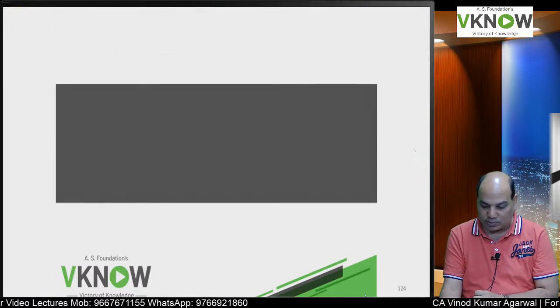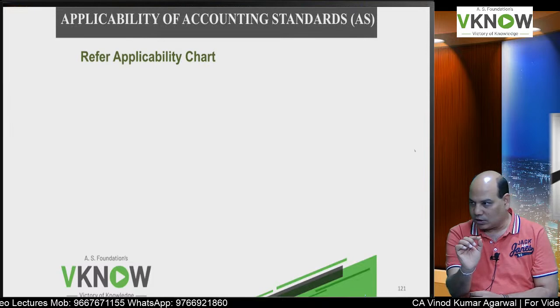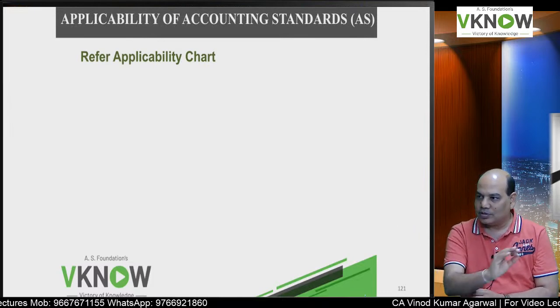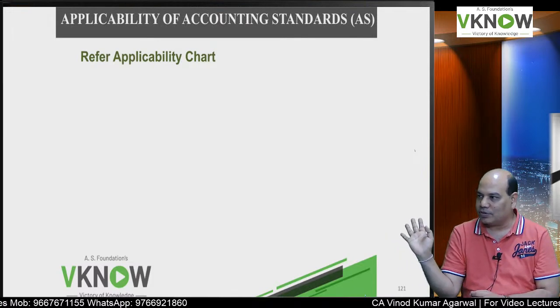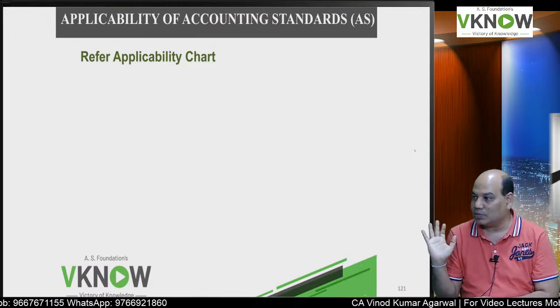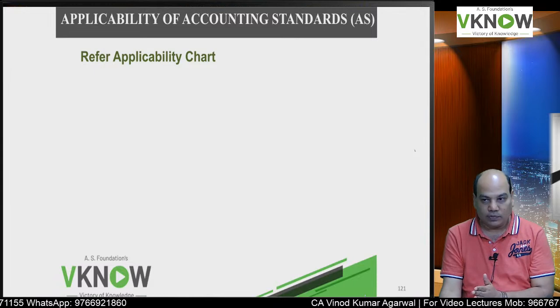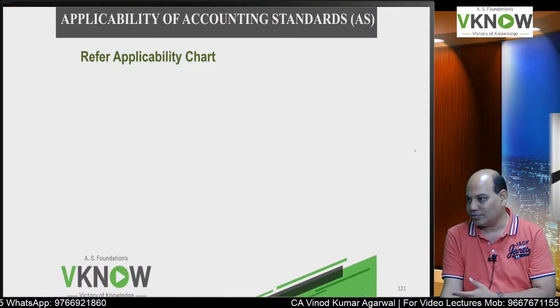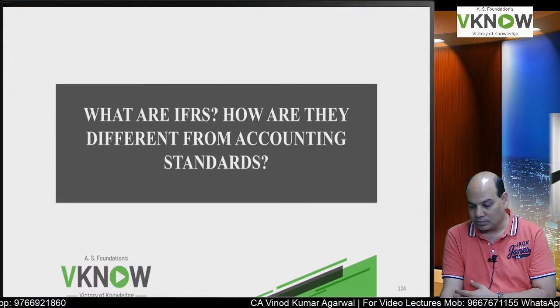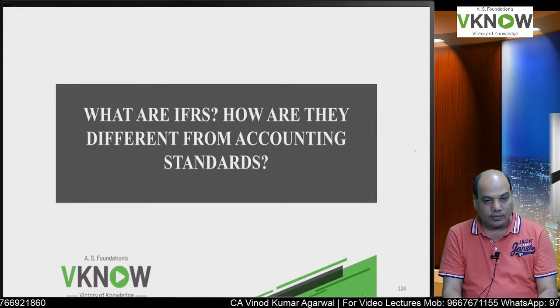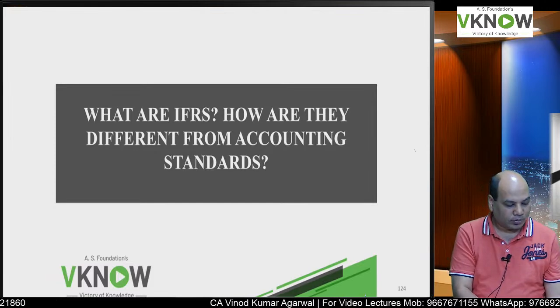So you refer to the applicability chart. Some standards are fully applicable to all of them. Some are not applicable to some of them. Some are partially applicable to some of them. As you move from level 1 to level 4, exemptions increase. Is it right? Level 1s are usually the bigger companies. Now, I have added one paragraph from my side also.